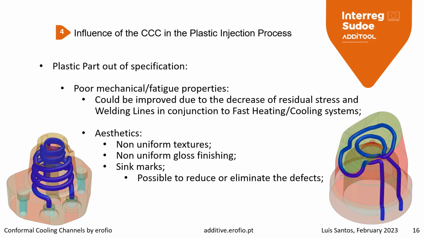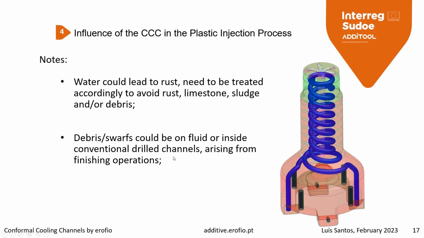And the aesthetic problems could be reduced or improved. For example, problems with non-uniform textures, non-uniform gloss finishes and polishing on the plastic part, and sink marks due to the different contractions from the different thickness of the ribs. It could be reduced or completely eliminated from the plastic parts.